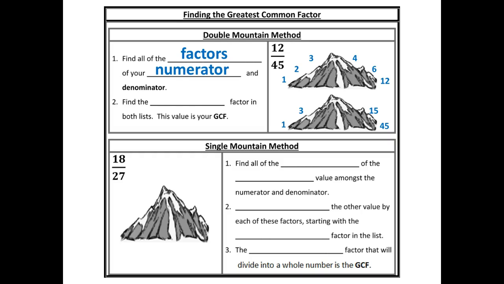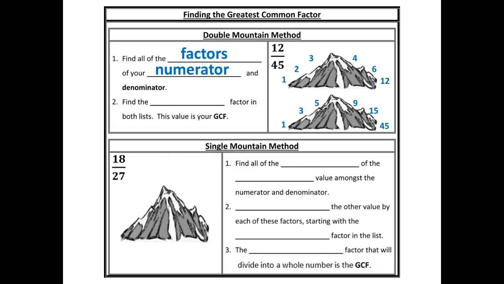45 divided by 3 gives me 15. 45 divided by 4 doesn't work. 45 divided by 5 gives me 9. 45 divided by 6, 45 divided by 7, divided by 8. Nothing works until I hit 9. 9's on the other side, so I already have my factors listed out.